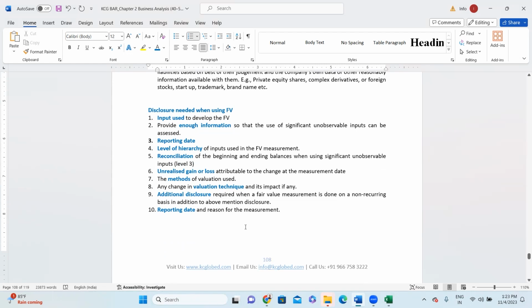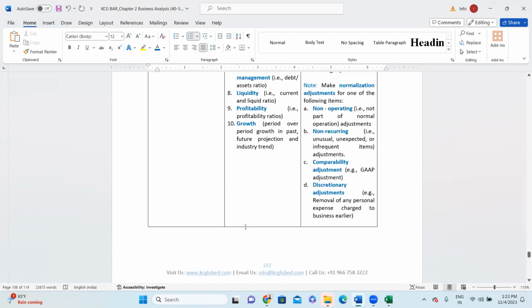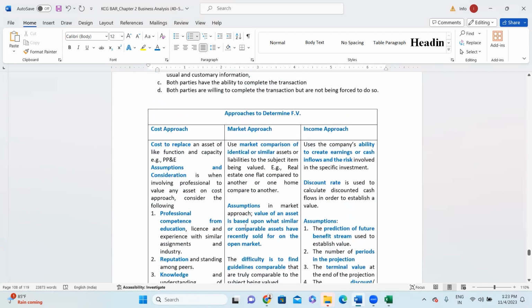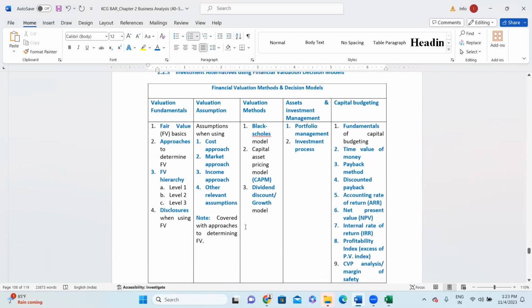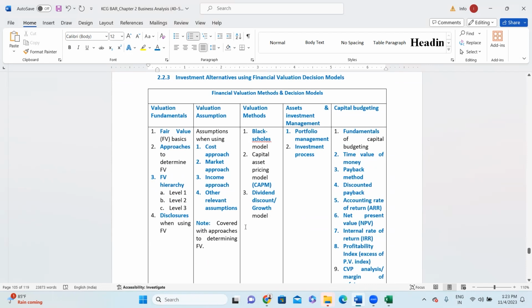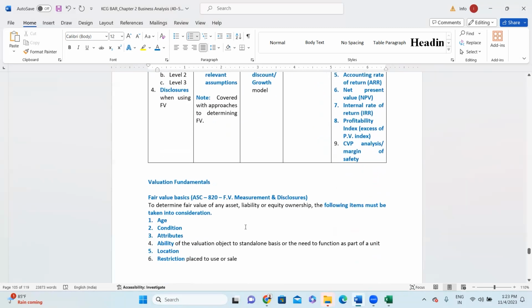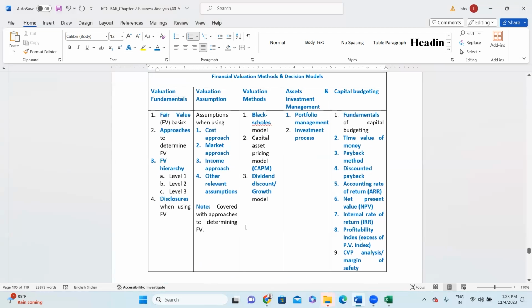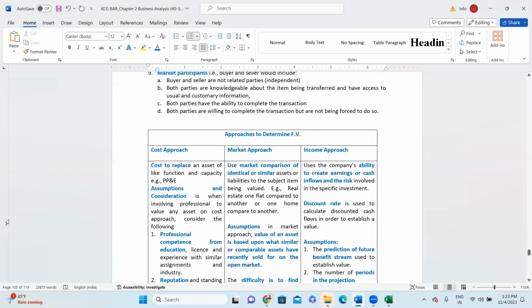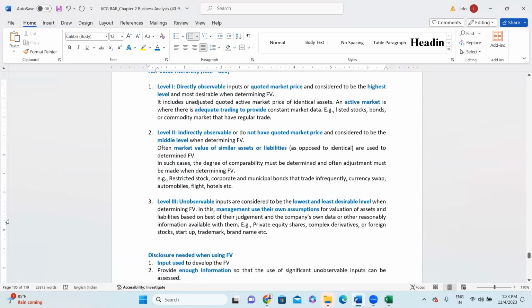Next is disclosure needed when using fair value. So when you are using the fair value method, what all disclosures are required? First one is valuation fundamentals. In that we understood fair value basics. Then we understood the approaches along with the assumptions. Then we studied the fair value hierarchy. Now we are at the disclosure part, right? So the disclosure of fair value basics and the respective approaches and respective assumptions you have considered, they all will come under the disclosure part.